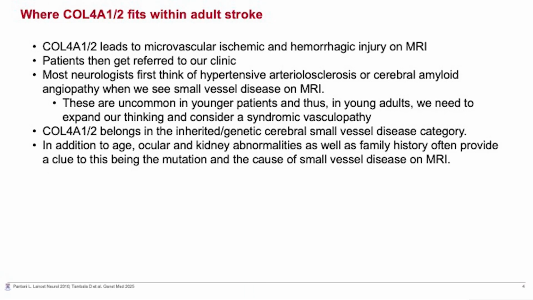Cerebral amyloid angiopathy is a disease of older people where amyloid deposits in the vessel wall get weakened, and you can have bleeding. But these are uncommon in younger patients. And so in young adults, we need to expand our thinking and consider what we call a syndromic vasculopathy, which is what COL4A1 is. It's an inherited genetic cerebral small vessel disease category.